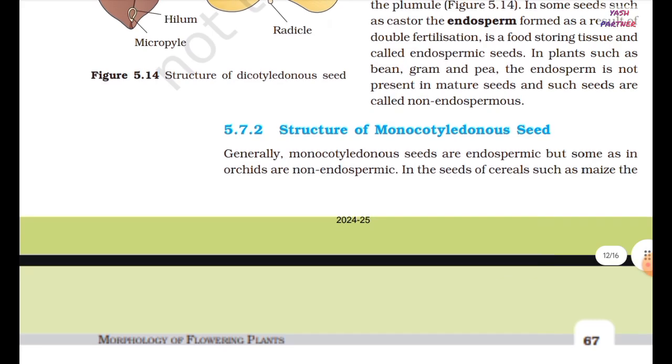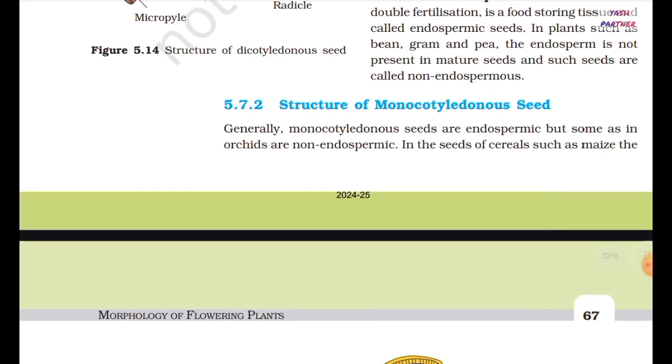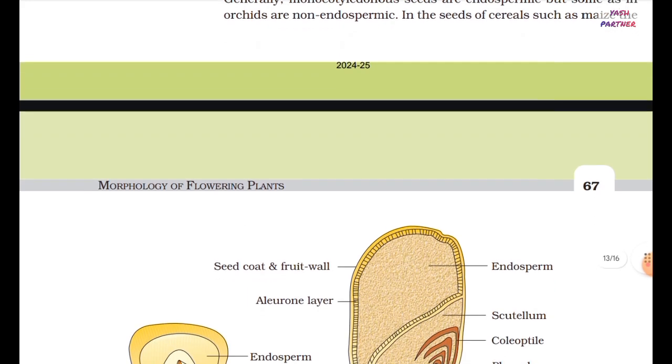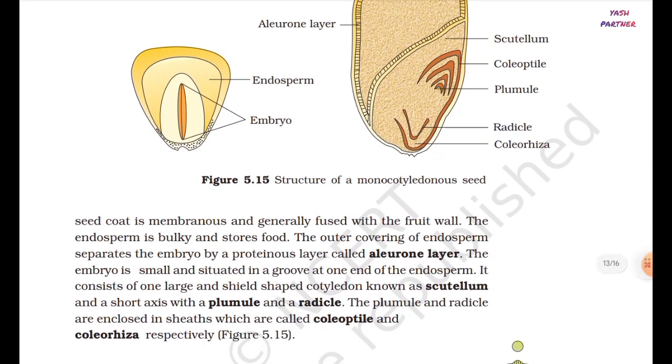5.7.2 Structure of monocotyledonous seed. Generally, monocotyledonous seeds are endospermic, but some, as in orchids, are non-endospermic. In seeds of cereals such as maize, the seed coat is membranous and generally fused with the fruit wall. The endosperm is bulky and stores food. The outer covering of endosperm separates the embryo by a proteinous layer called aleurone layer. The embryo is small and situated in a groove at one end of the endosperm.